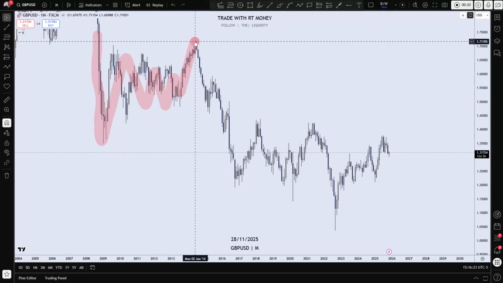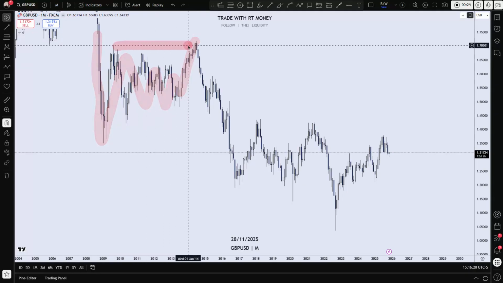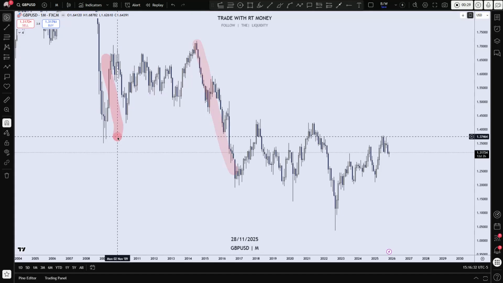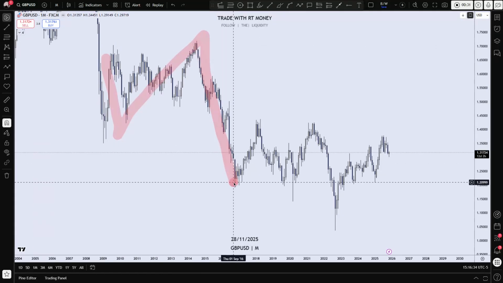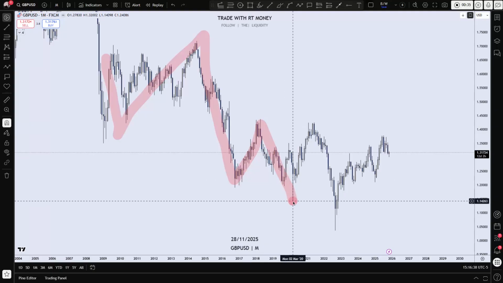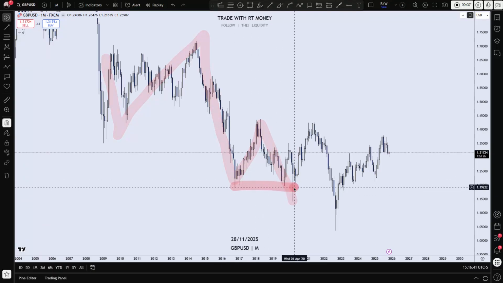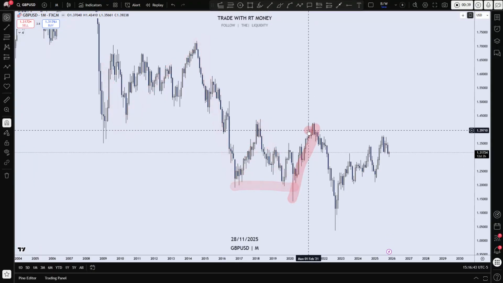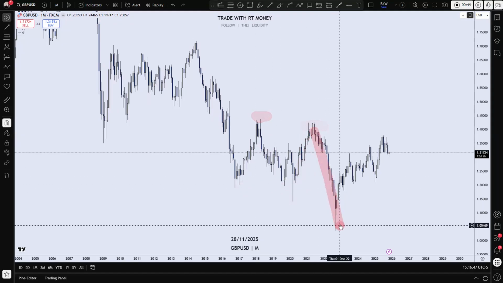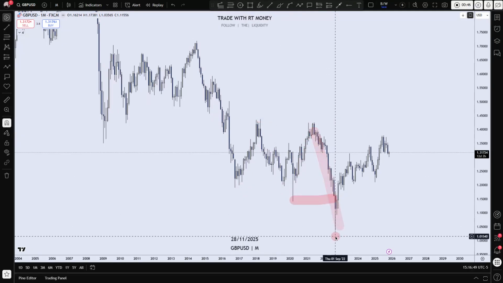Choppy sideways, a new high, breaking the old high, and then another drop. So we have a lower low, lower high, lower low, lower high, new low, new lower high, protecting the old high, and then another lower low.